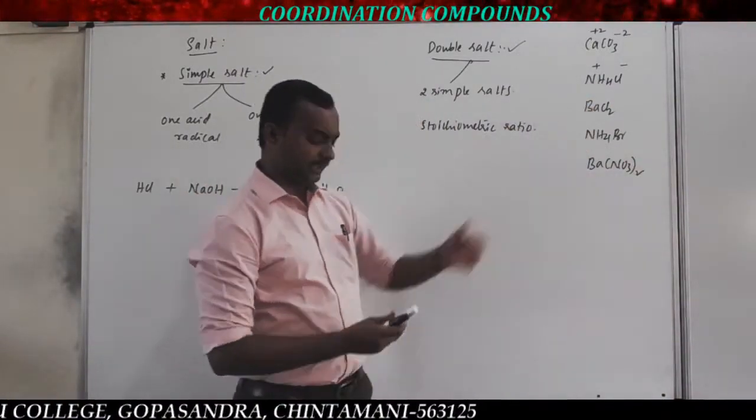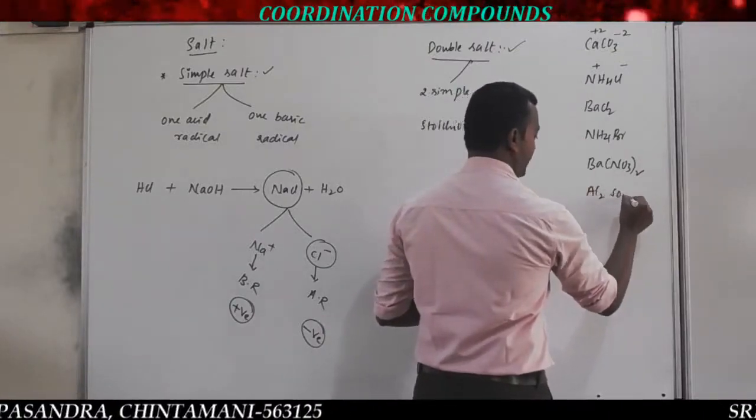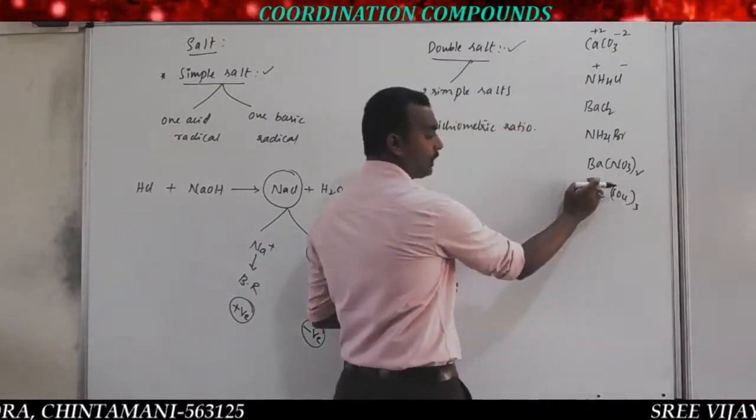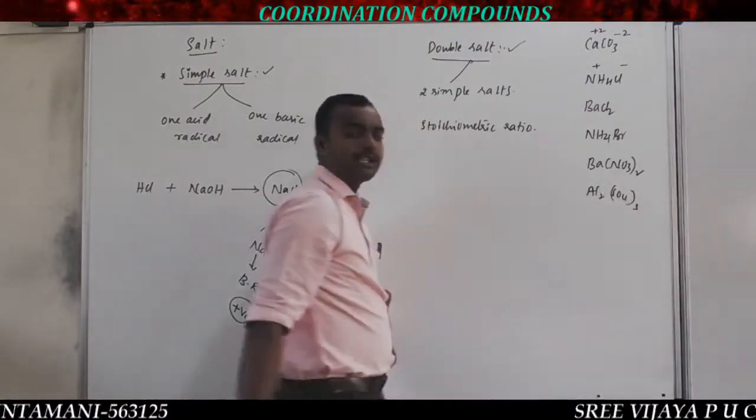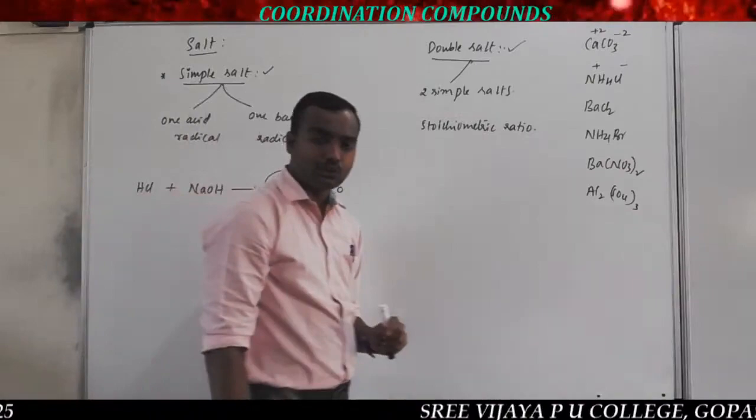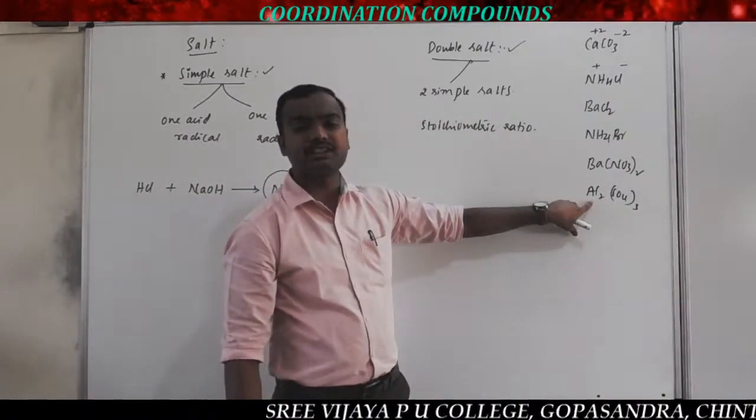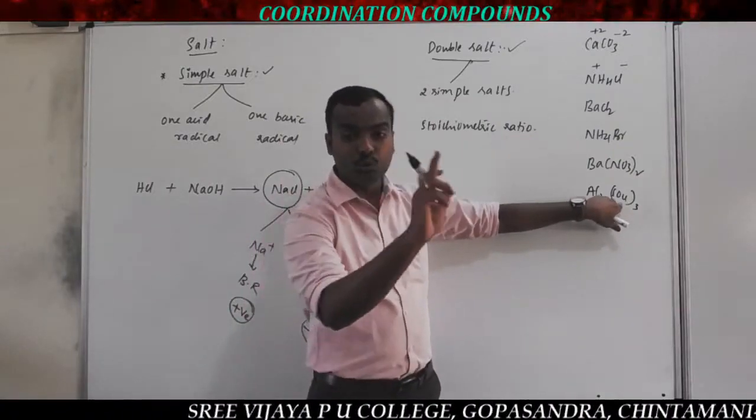For example, aluminum sulfate, Al2(SO4)3. Aluminum has the charge +3, and SO4, that is sulfate, has the charge -2. So that is considered aluminum sulfate. That is also a simple salt, which consists of a basic radical Al3+ and an acid radical SO4 2-.